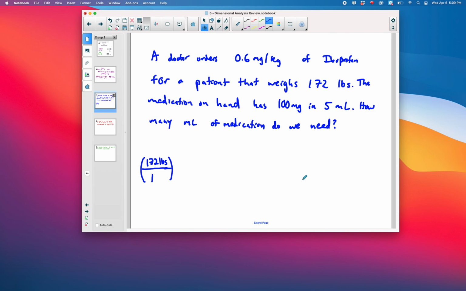And we need to figure out our roadmap. I want to get from pounds, I need my answer in milliliters. Wait, what the heck, right? So we're going to start with pounds. Our roadmap, what's our conversion? We're going to start with the pounds of the patient.